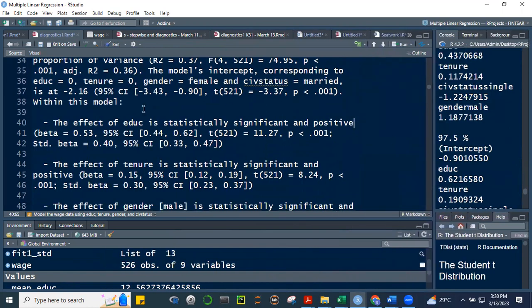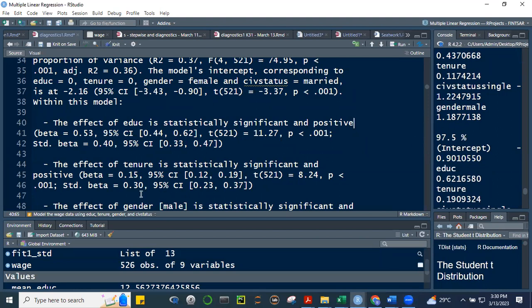So all of this, class, you can compute. You can easily compute this. There should be no reason why you should not be able to generate this report. Here the effect of tenure is statistically significant and positive. Beta is equal to 0.15.